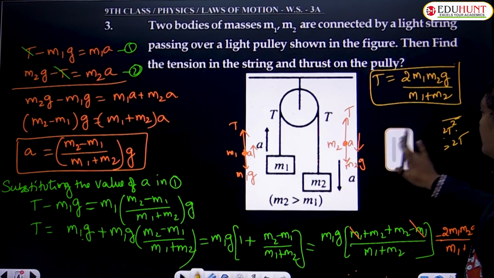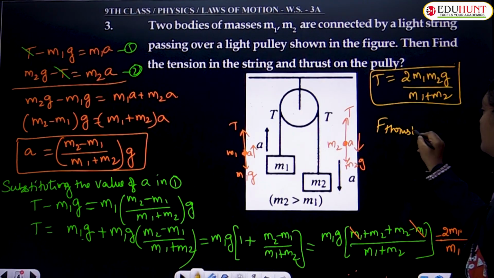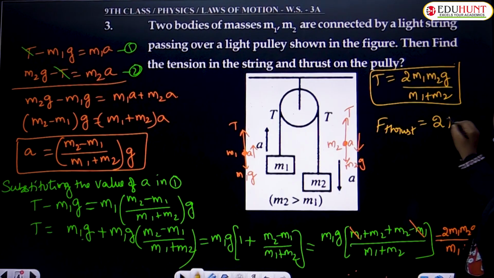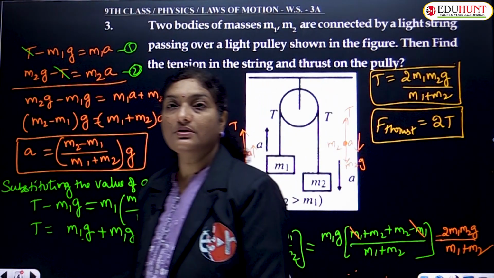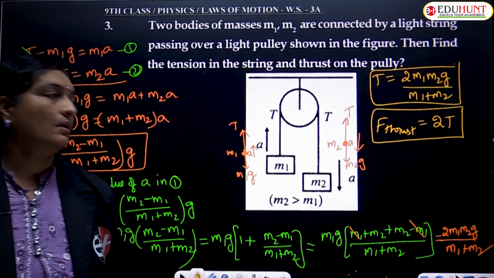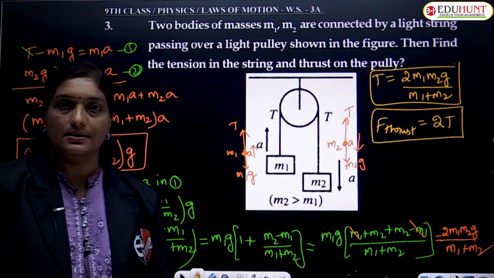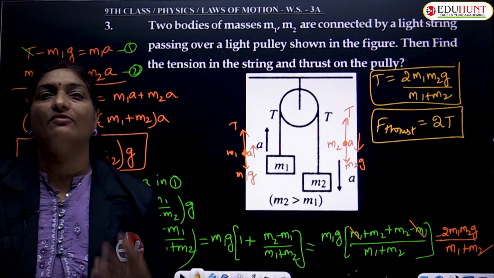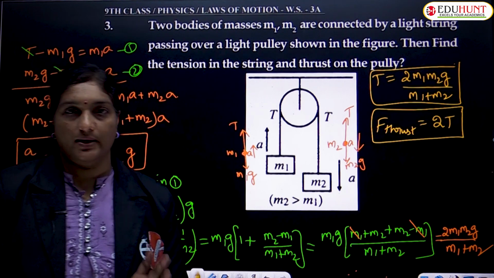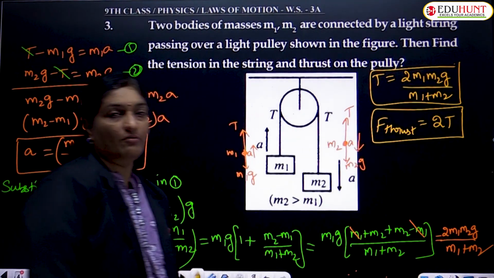So what is the resultant, children? The resultant thrust acting on the system is equal to 2 times T. When the angle between the two vectors is 0 degrees, the resultant is equal to the sum of the two vectors. What is the sum of the two vectors? This is T plus T, that is 2T. So that is the thrust acting on the pulley. What does thrust mean? The total force acting on the pulley. So what is the total force, children? 2T. So these are the two results which we needed to find out.